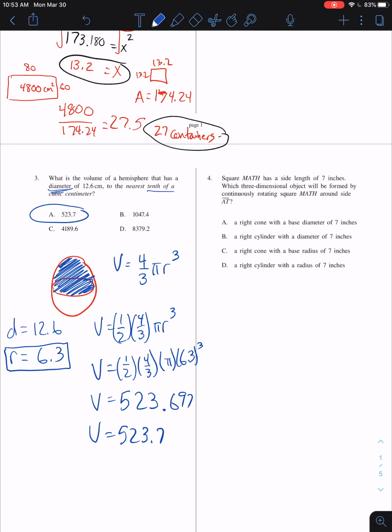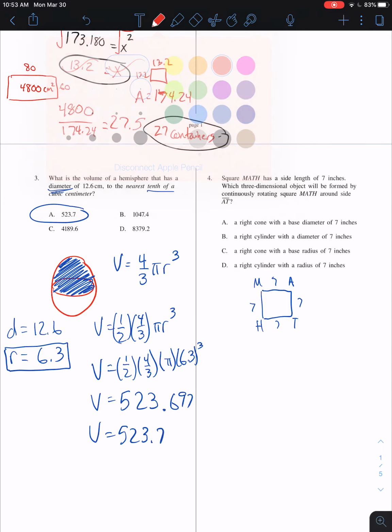All right, number 4, square MATH. So I have a square, and I know that it's called MATH. It has a side length of 7 inches. Since it's a square, we know that every side will be 7 inches. Which three-dimensional object will be formed by continuously rotating square MATH around side AT? So, again, we're going to create that one red side. They told us AT is what's being rotated.